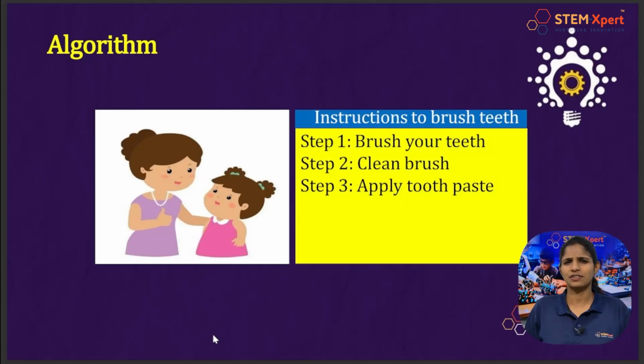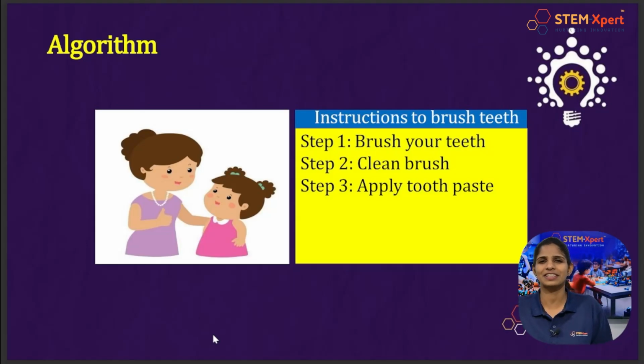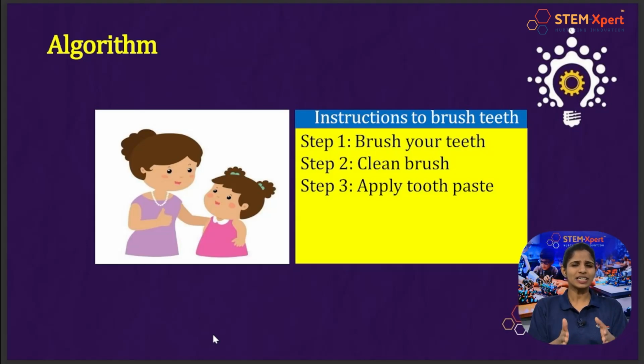Just have a look at my screen and tell me what you can see, guys. Yes, you can see a mom and her daughter, right? Mom is giving instructions to her daughter on how to brush her teeth. Just have a close look at the instructions she has given. Is that the correct order? Will she get the result from such instructions? Of course not, right? Why? Tell me the reason now. Shoot me with your ideas. Yes, you said it. Because the order is jumbled, right? Yes, so that's the point.